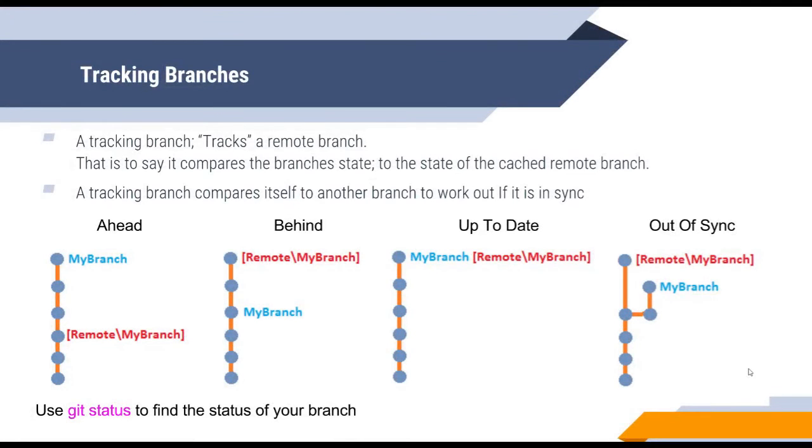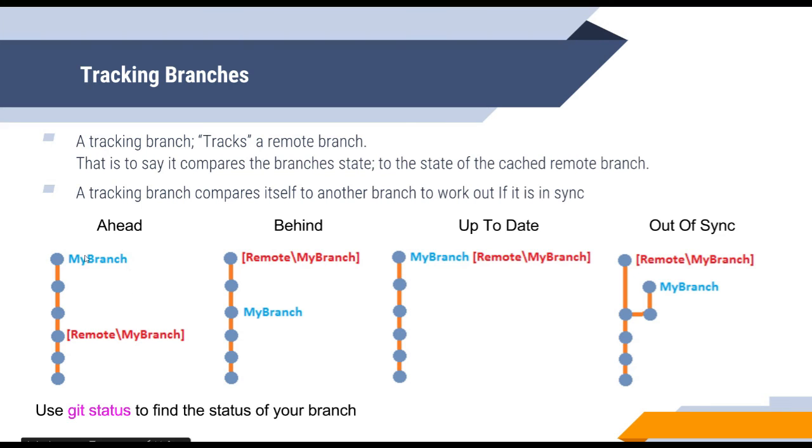So, tracking branches. Tracking branches are branches where you'll be doing all of your work pretty much, and they track a remote branch. They do this so that they can do the comparisons required to work out where the state of your repository is on your local machine, or on the computer that you're on, compared to the state of the repository on the remote server. Here we can see that they come in 4 different states.